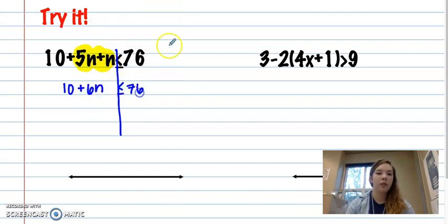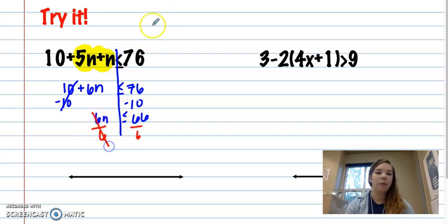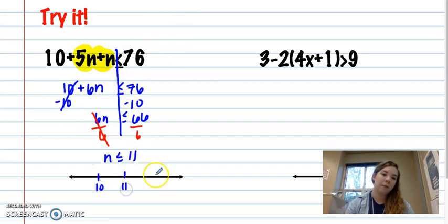And now we have a two-step. So I'm going to subtract 10 from both sides. We get 6n is less than or equal to 66. And then we'll divide by 6 on both sides. And we get n is less than or equal to 11. So a filled in circle pointing left.